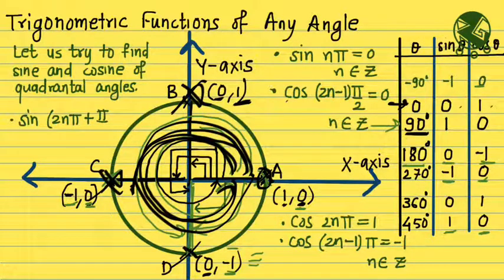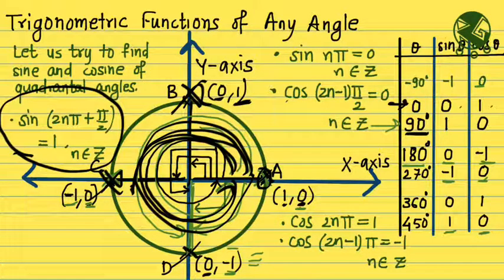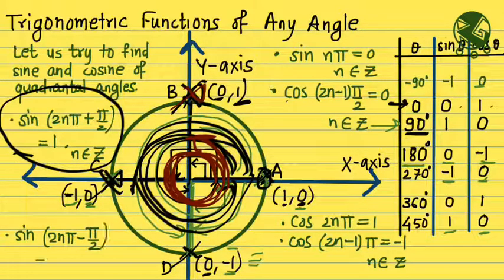Similarly, we can have this formula for sine also. Here I'm writing this. So sine of 2n pi plus pi by 2 is equal to 1. That means one complete rotation plus pi by 2, or 2 complete rotations plus pi by 2. However many rotations you do plus pi by 2, obviously we are going to be at B and the sine of that value is going to be 1. And then sine of 2n pi minus pi by 2, that means one complete rotation minus pi by 2. So we will be at 270 degrees and that sine value will be equal to minus 1.